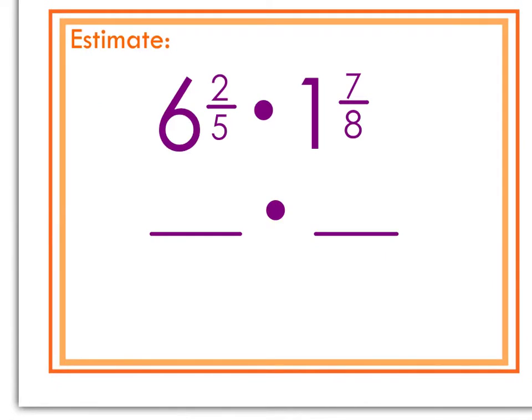All right, here's another example of a mixed number. So if it's a mixed number, we're going to change it to a whole number. 2/5, well, 2.5 is the halfway point out of 5, so this is slightly less than half, so I'm going to leave it as a 6. 7/8, well, that's almost the whole thing, so I'm going to bump this up to a 2, and I have 6 times 2, which is 12.